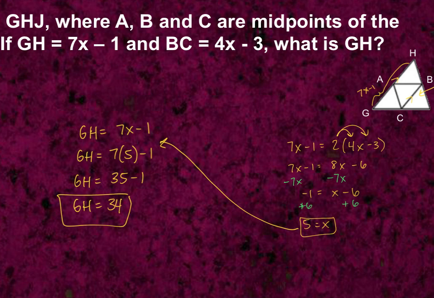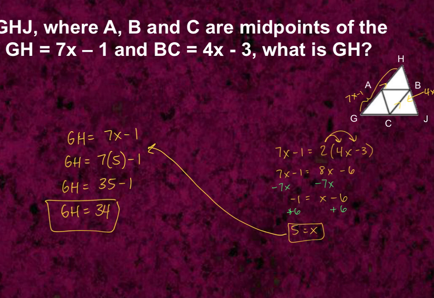And guys, I didn't put this, but please put this. You should put up top that 2 times CB equals GH, just so you know where that equation came from. 2 times your mid-segment will give you the length of the opposite side, or the side that's parallel. So we just took GH, which was 7x minus 1, and we set it equal to 2 times whatever BC was, or CB.